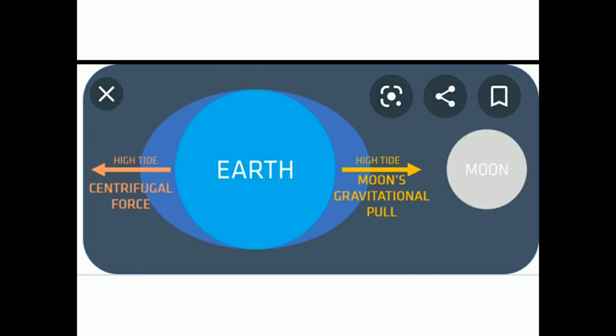In this picture, you can see the dark blue part is the water, that is the ocean, and the light part is the earth. Here the gravitational pull of the moon and the earth makes the tides occur, that we already know. And this creates the high tides, and those tides are because of the centrifugal force.